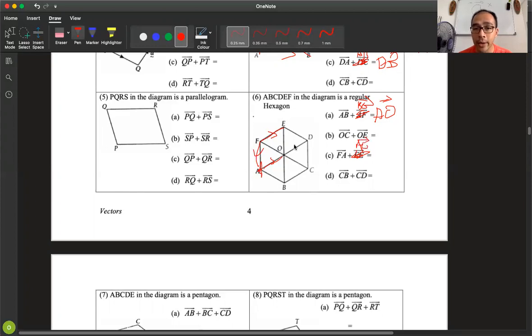Okay, FA plus AO, the shortcut will be FO. Okay, F to O, the shortcut.